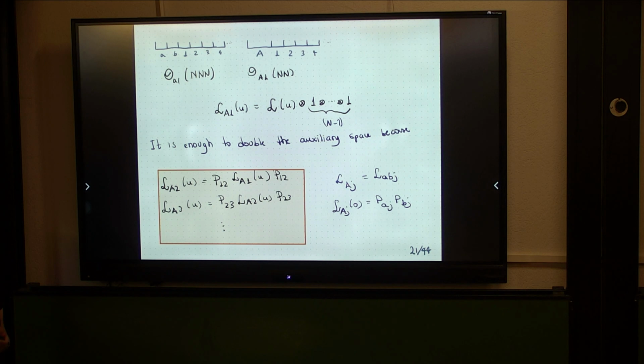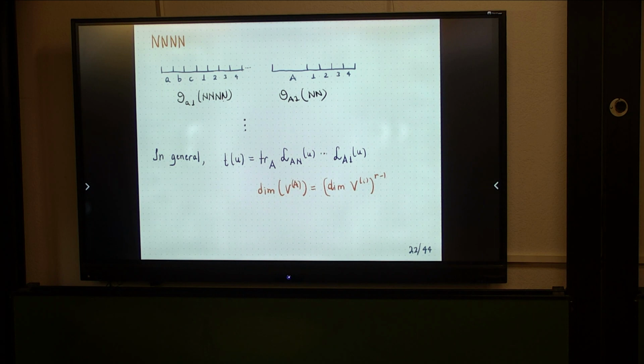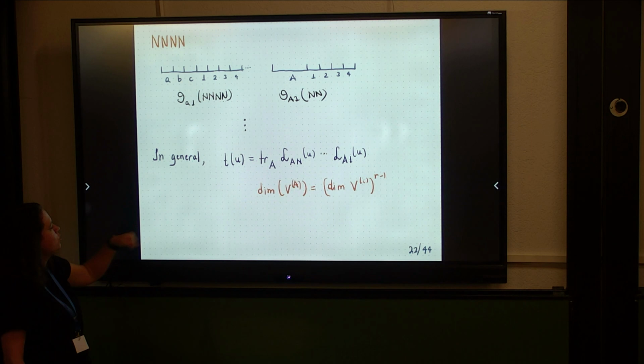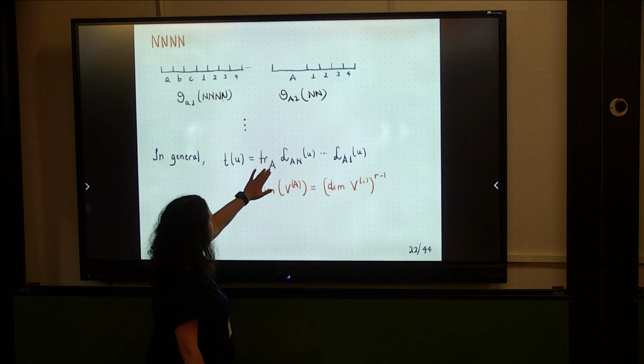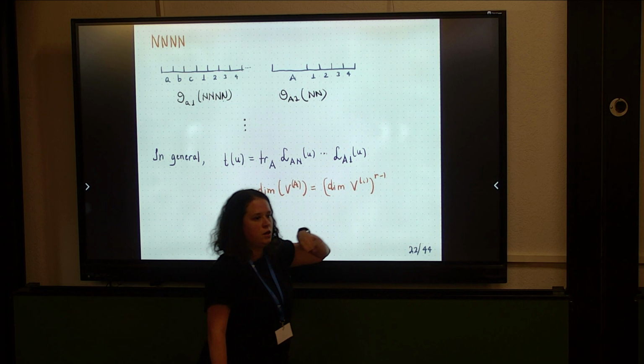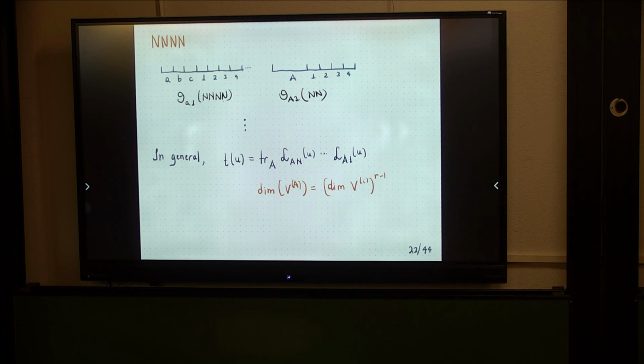And if you have a range four now, again, if you had an operator acting on A and one, it would be a range four operator. But if you have this big space A now, it's nearest neighbor, so you can keep doing the same trick. And the dimension of this space is basically the dimension of the physical space to the power r minus one. So you can keep going and adding more if you need to do higher range.